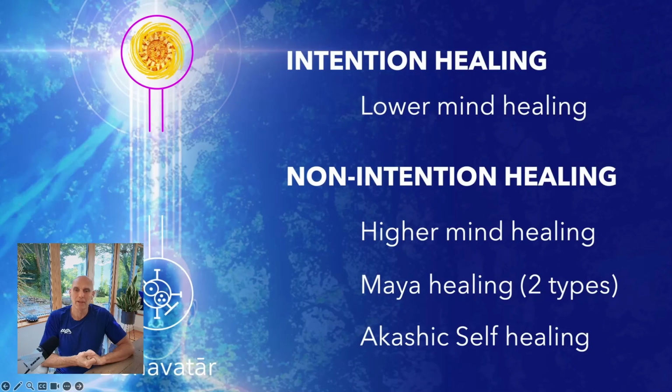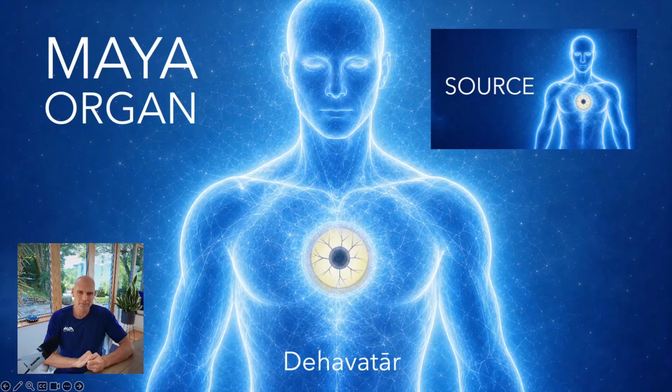The first thing we have to talk about, whether it's Maya healing or Akashic healing, is the Maya organ. This is what creates the most advanced type of healing. So the Maya organ is an energy organ or energy anatomy organ, which grows in a person that becomes self-realized around the time of a global awakening. And that's called a day avatar. So we've talked about that quite a lot already, haven't we? A person that goes through self-realization at the time of global awakening is called a day avatar.